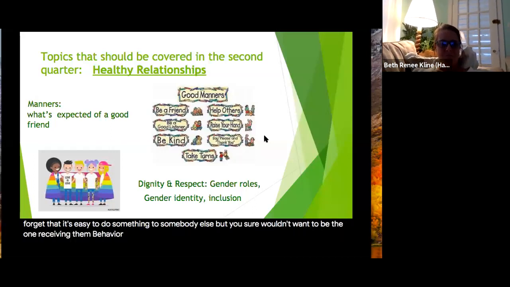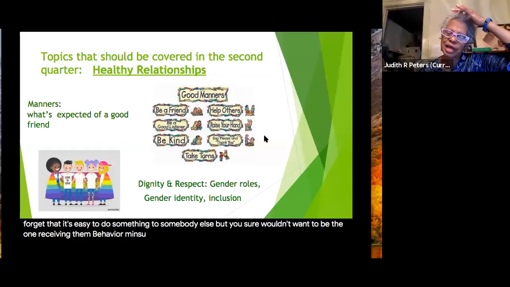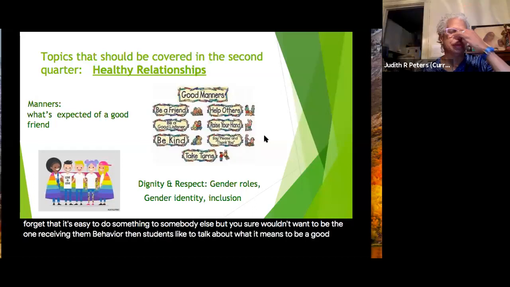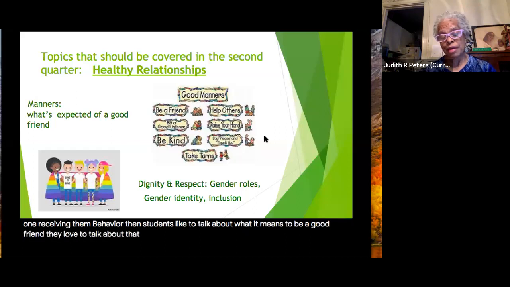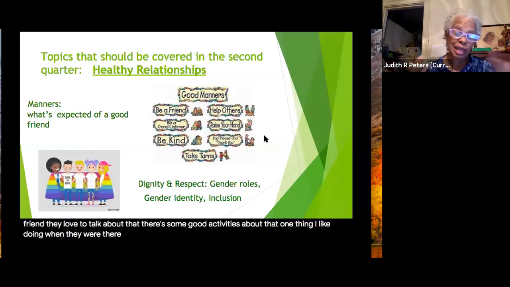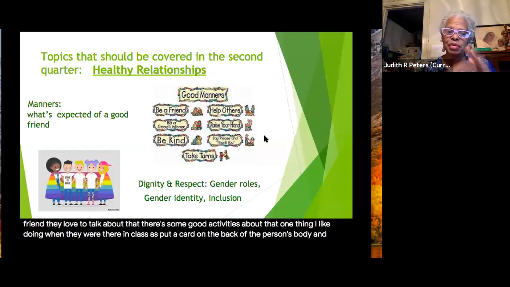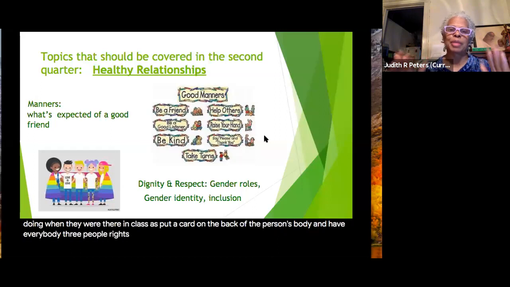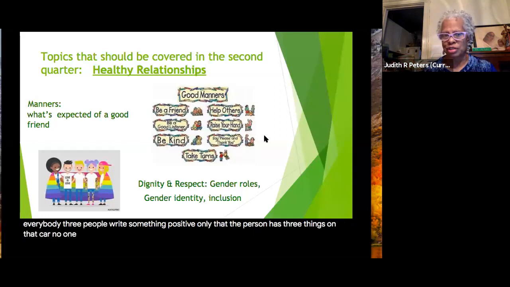Good. And then the students like to talk about what it means to be a good friend. They love to talk about that. There are some good activities about that. One thing I like doing when they're in class is put a card on the back of the person's body and have three people write something positive only. If the person has three things on that card, no one else can touch the card. Only positive things on it. Then have the student later on take it off and read it out loud.